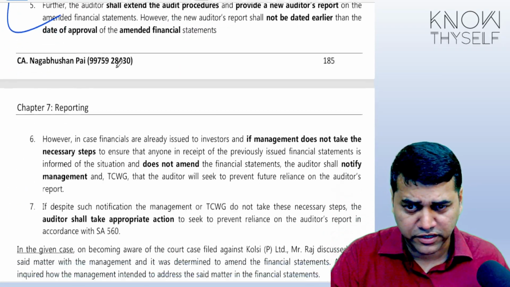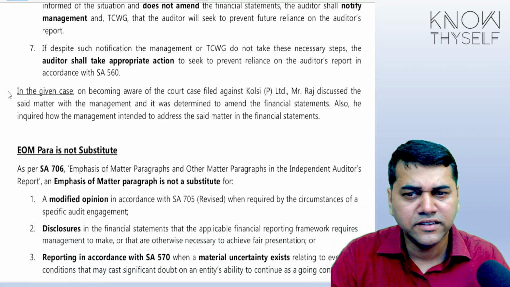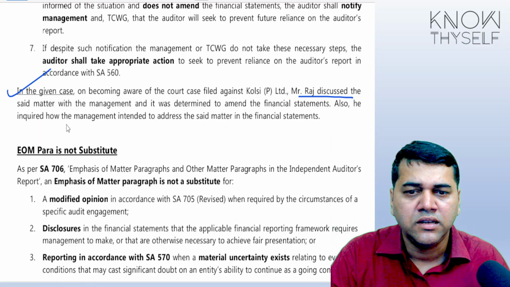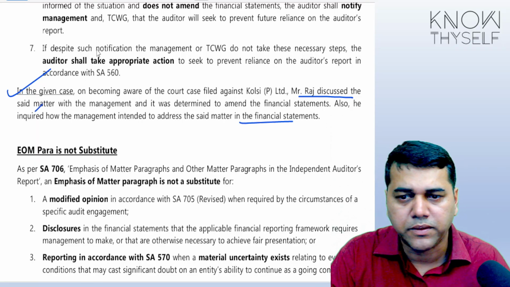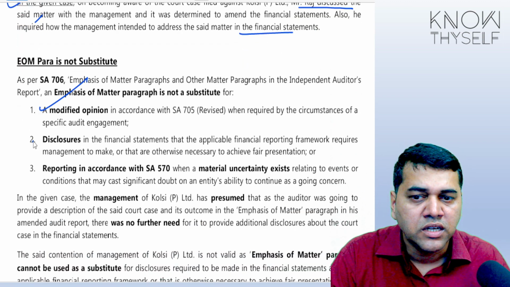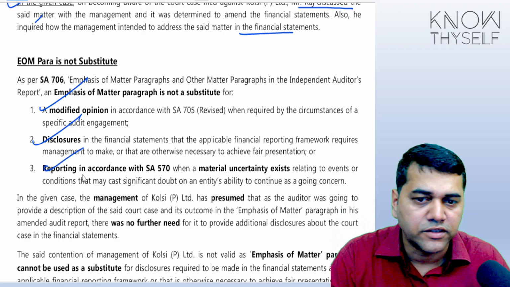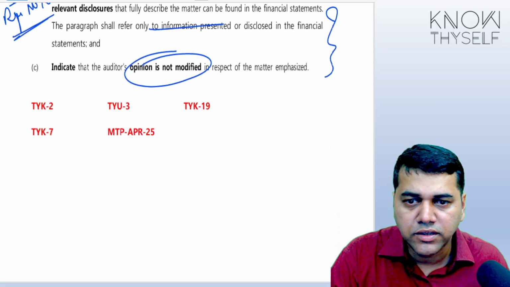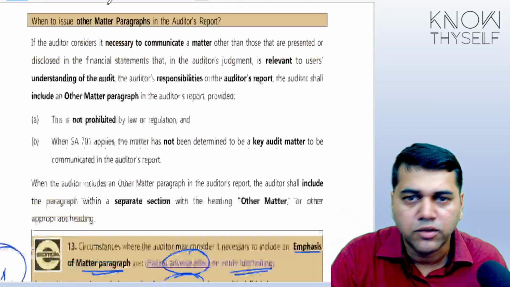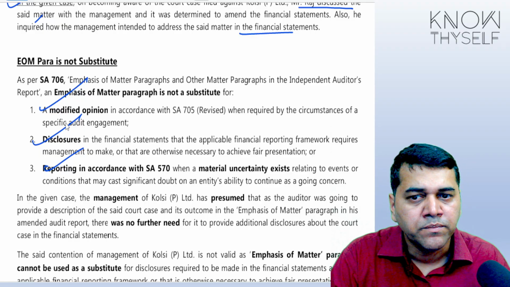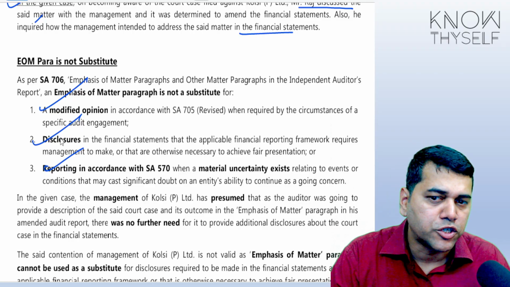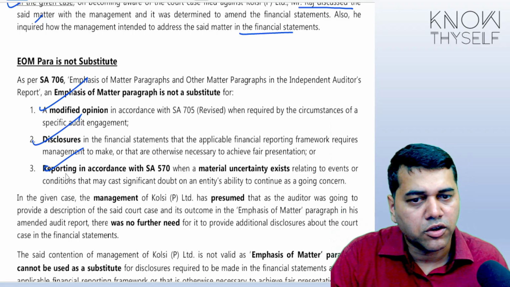First you write about SA 570. And they said in the given case, they have done perfectly. They discussed the matter and how they intended to address it. So perfect. Now then you should say emphasis of matter is not a substitute for a modification, disclosures, or SA 570 going concern issues, where they have given this emphasis of matter. It is not a modification. Have they told anywhere? No. So this comes straight away in your answer from the standards. So it is not a substitute for modification, disclosures, or going concern.